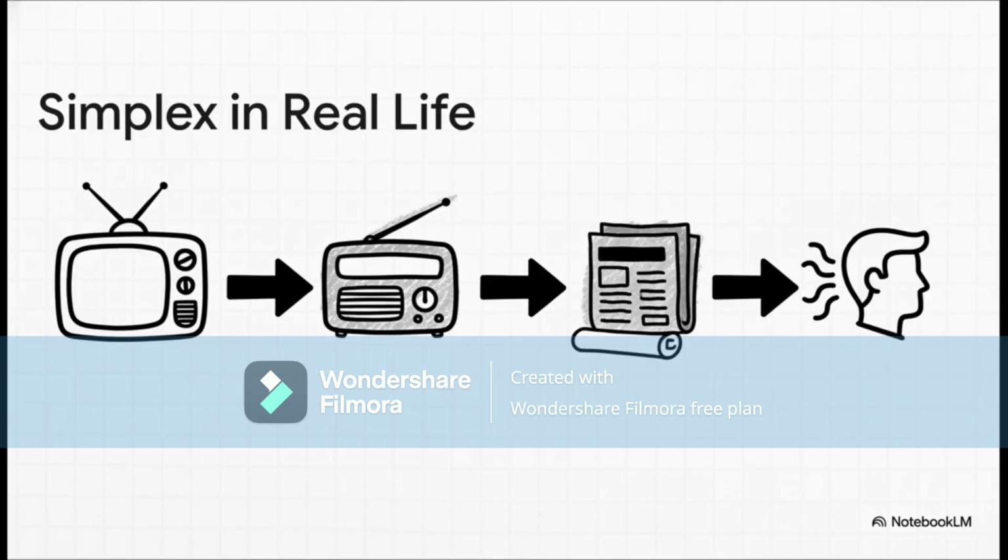So where do we actually see this? Oh, it's all around us. Your car radio, the TV in your living room, even a newspaper. They all just send information to you. You're the receiver. You can listen, you can watch, you can read, but you can't send a message back through that same channel. You can't talk back to a TV broadcast, right?